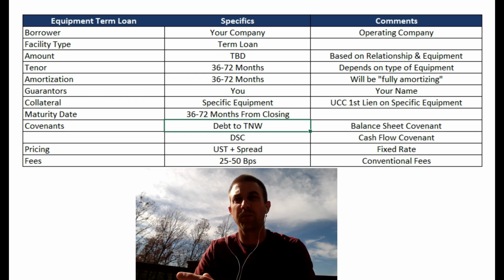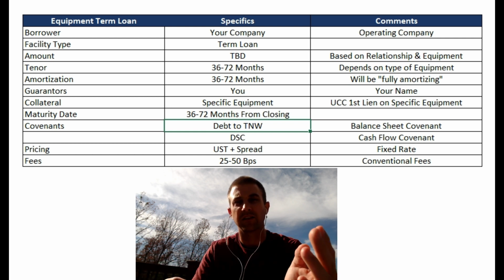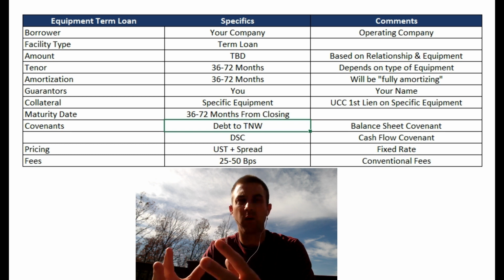So, for example, you get a loan for 100 grand for a piece of equipment and you have to sell it in a distressed situation. Well, what if you only get 80 cents on the dollar? Then you're missing the additional 20 grand. What the bank is going to do is look across all of your assets and go, well, actually, Bob has $1 million in tangible net worth or net worth.